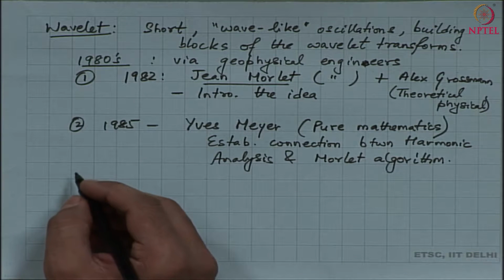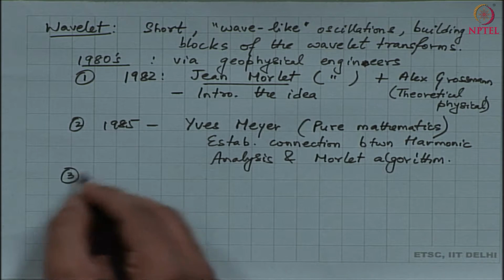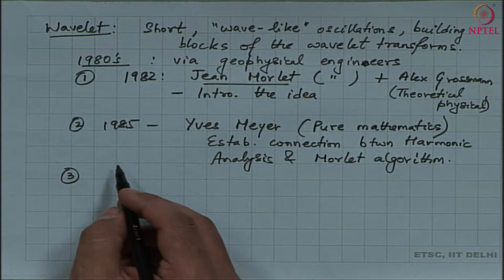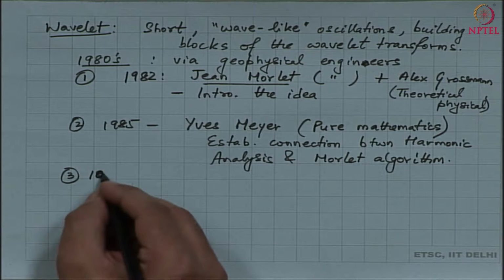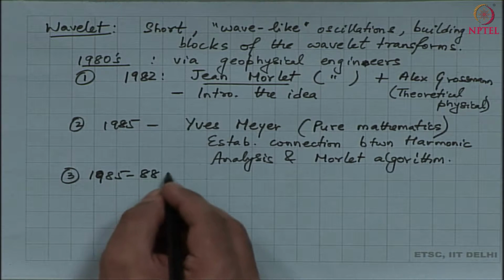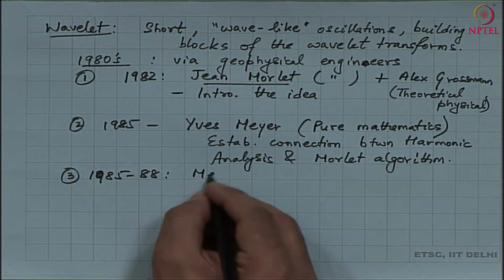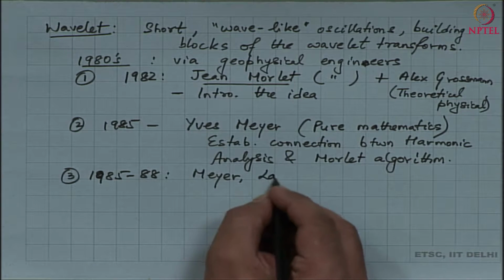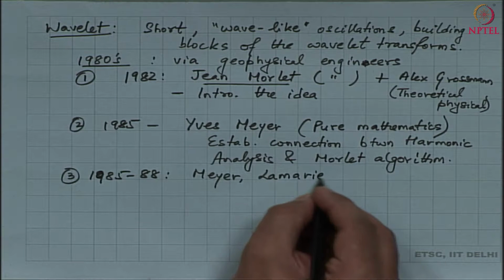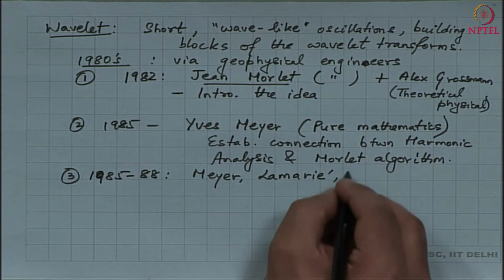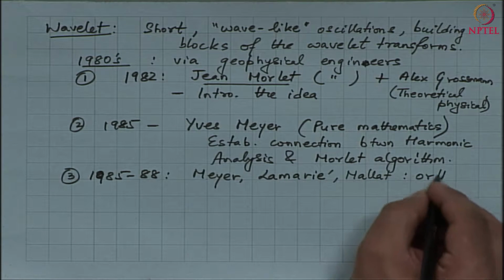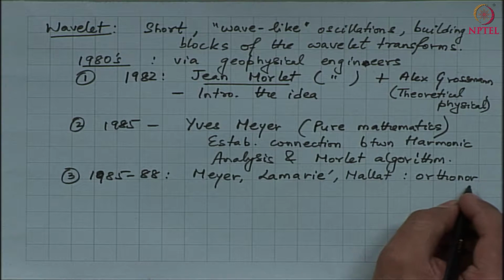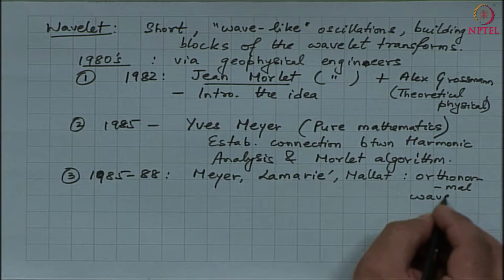Then there were several other developments which I am not going to go into great detail, but I am going to highlight some of the major milestones. Between 85 and 88, there was work by these three people, Meyer, Lemarie, and Mallat. These are all French scientists. They introduced the concept of orthonormal wavelets. We will also see in our discussion how to construct orthonormal wavelets.